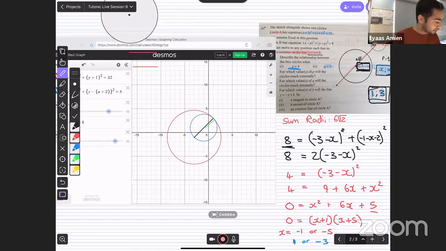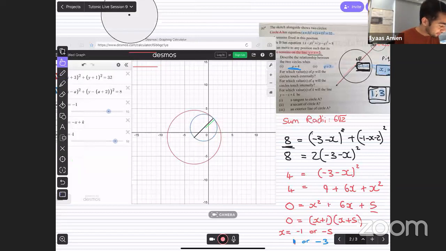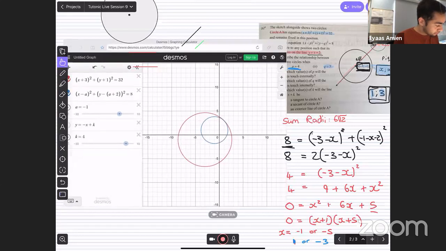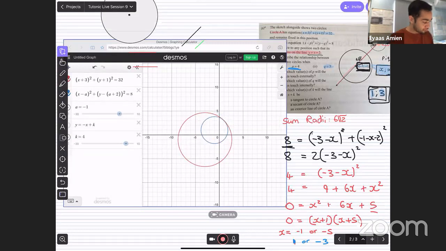And let's just check it again with this. Do you see there when x is -1? You see that? That's the one answer. And the other one when x is -5.